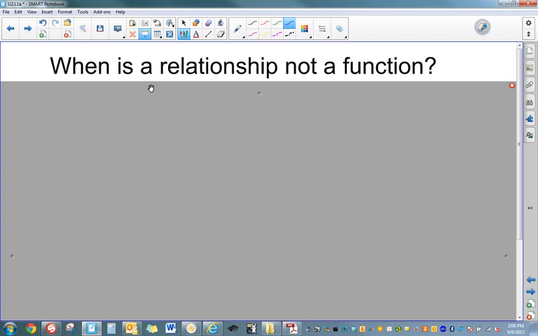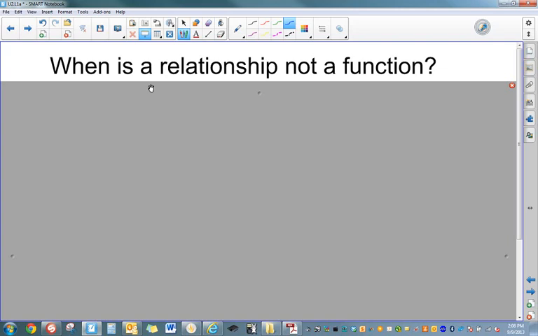Michael, what's one word? Ordered pair. Other Michael, Michael Griffin, what's another one besides the ordered pair? The domain and range. Good. Chris Smith. A mapping diagram. And what is the last way? Table of values. Right? So those are the 4 ways.